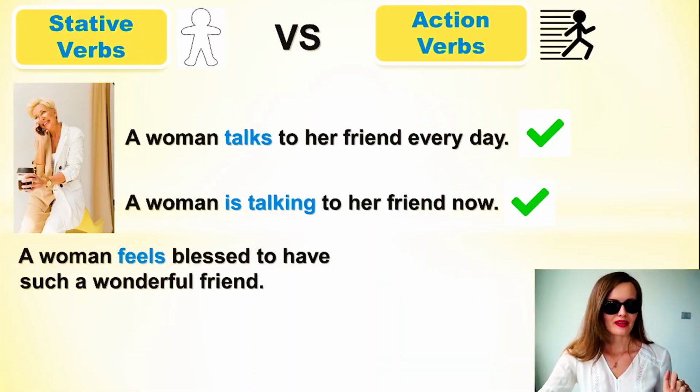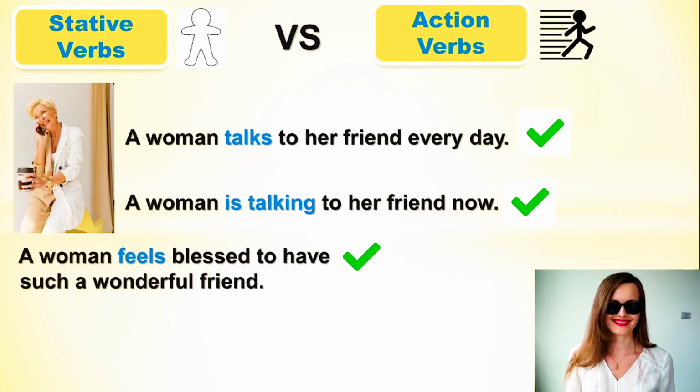The other example. A woman feels blessed to have such a wonderful friend. What do you think? Is it a correct sentence? Is the structure correct? We used here present simple to show what this woman feels, right? And it's a correct structure. To feel. What type of verb is it? Is it a stative verb or an action verb? Yes, you're right. It's a stative verb because it shows what this woman feels.